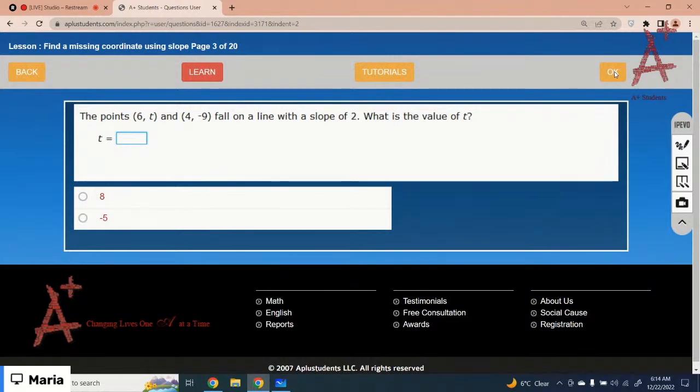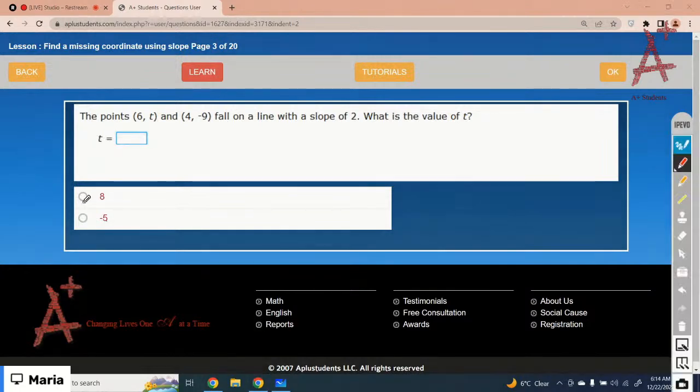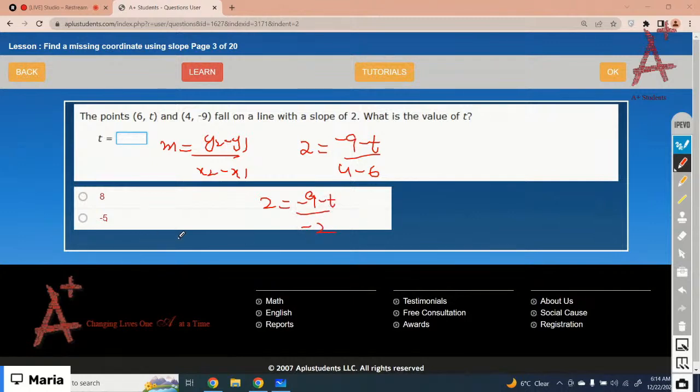Okay, the points 6, t and 4, negative 9 fall on a line with a slope of 2. What is the value of t? So you are given two of the points. You have to put them in the formula, that is m equals y2 minus y1 divided by x2 minus x1. Just put in all the values. Slope is 2. It would be 2 equals y2 minus y1, negative 9 minus t, divided by 4 minus 6. So it is 2 equals negative 9 minus t, and 4 minus 6 is negative 2. Got it? Just do cross multiplication. It would be 2 times negative 2 is negative 4 equals negative 9 minus t.